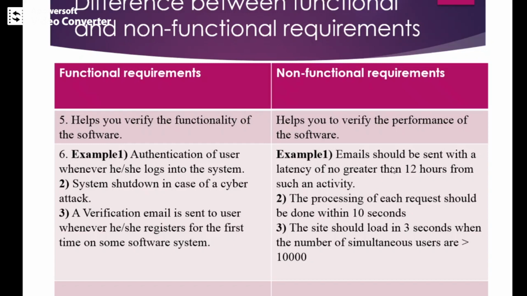Now for non-functional requirement examples. Emails should be sent with a latency of no greater than 12 hours from such an activity. In the functional requirement, I specified that whenever you register for any site or job, you should get an email confirmation, but I did not specify the time constraint. Here, within 12 hours, you have to receive the email. Second, the processing of each request should be done within 10 seconds. You need to process the transaction within 10 seconds.